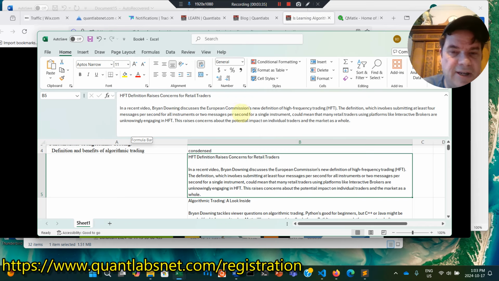I discussed the EU, or European Commission, definition at the time of what HFT is. It involves submitting at least 4 messages per second for all instruments or 2 messages per second for a single instrument. It may have changed, but back then that's how they defined it. It could mean that many traders using platforms like Interactive Brokers are unknowingly engaging in HFT. This raises concern about the impact on individual or retail traders and the market as a whole.